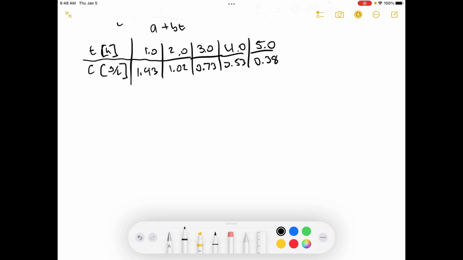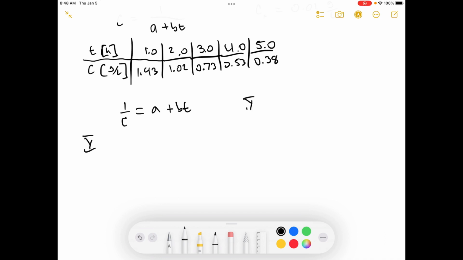Okay, so there are a few different plots that we could do. One that comes to mind is just to take the reciprocal of this. So the reciprocal of the function that we were given is equal to A plus BT, and this looks a lot like a line.